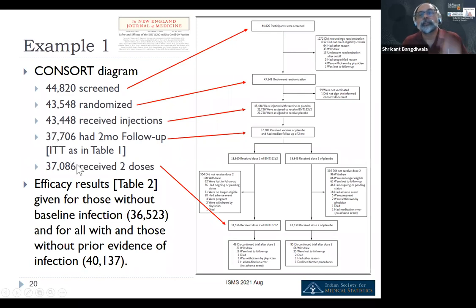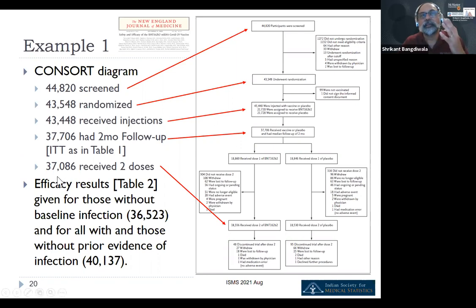But when they're reporting the analysis, they're wanting to report the analysis on those that received 2 doses. So some people only received 1 dose, and so they're reporting it on fewer people. When we go to their efficacy results, which is table 2, they actually give it for even fewer people, okay? Because they wanted to eliminate those that were not eligible because they already had baseline infection, right? And so therefore they wanted to say these people were not eligible, so we removed them from it at that stage.